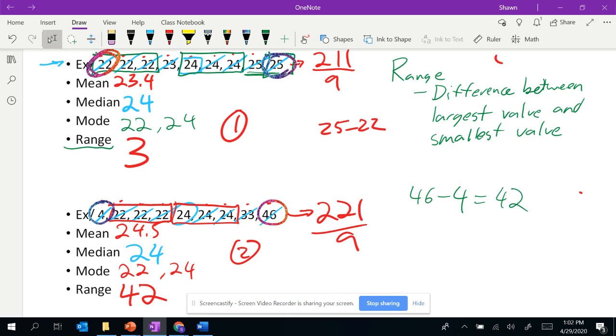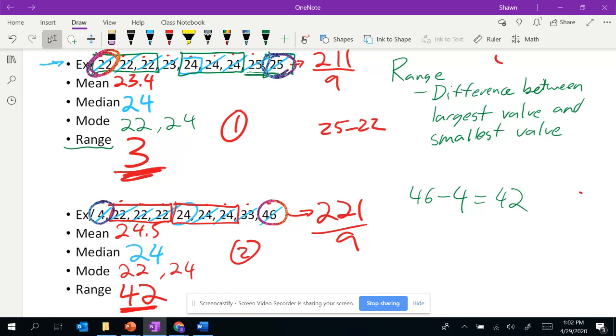Now, this is where the data gets way, way different. The range for number 1 right here is 3, and the range for number 2 right here is 42. What that means is that number 1, the first sample, has a lot tighter data. It's a lot more clustered. That means it's much, much closer together. And the range on number 2 is a lot more spread out.